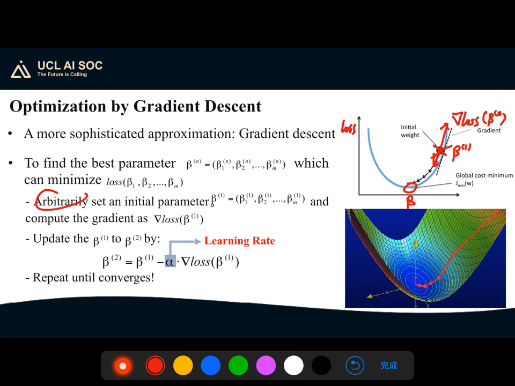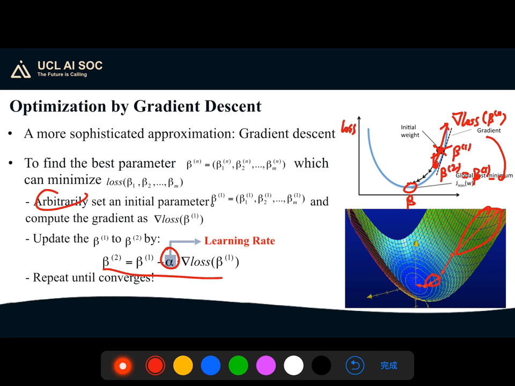And after that, we update beta 2 equals beta 1 minus this term that is given here. By the way, we also add a coefficient alpha here. That actually is a learning rate. Just think about it, if we set a very large learning rate, then the step will be very large. That means every step we go is very big, right? If we set a very small alpha, the step should be very small.